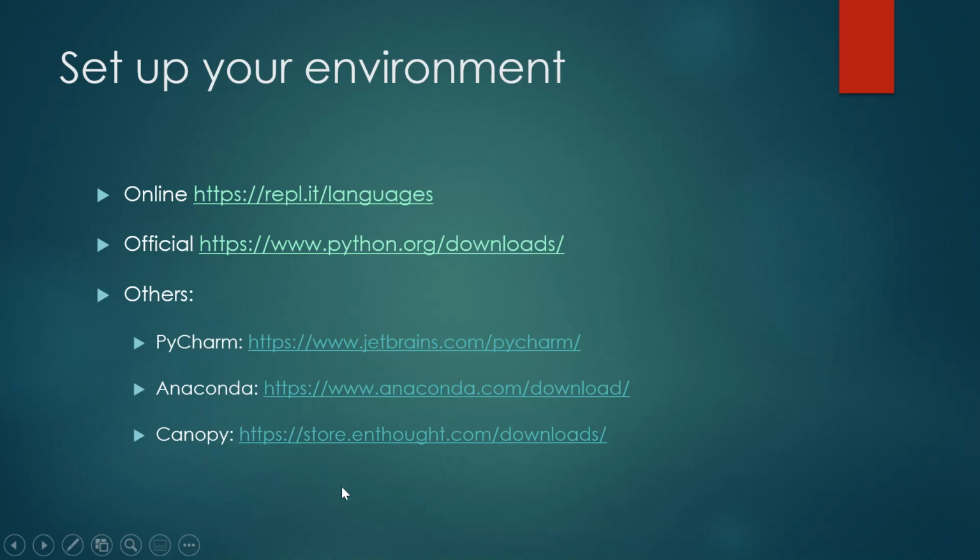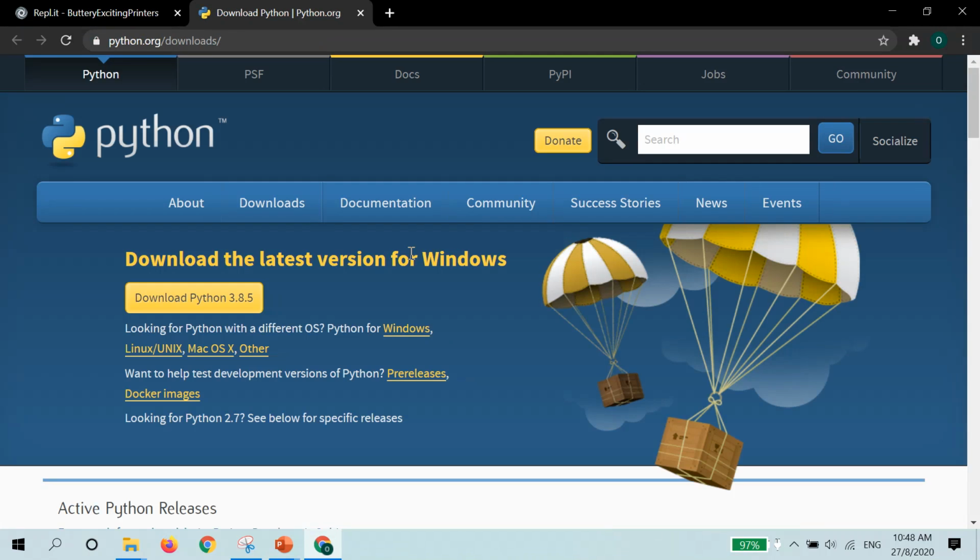But you should also know there are other coding environments you can use. For example, you can download Python from the official Python website. Let's click into it. You can see the latest version is 3.8.5. Depending on your operating system, you can download it for Windows, for Linux, for Mac. As we mentioned last time, Python is cross-platform.